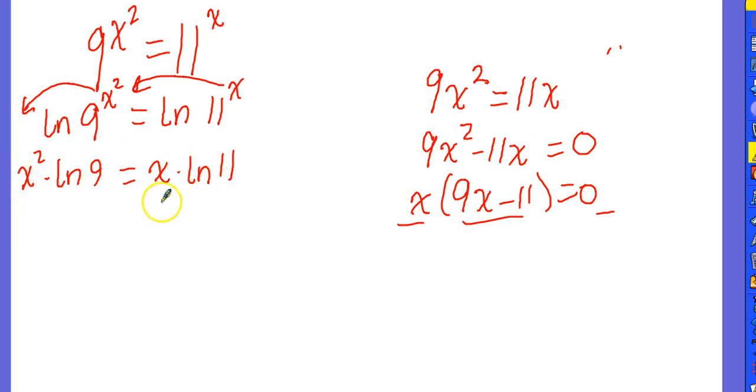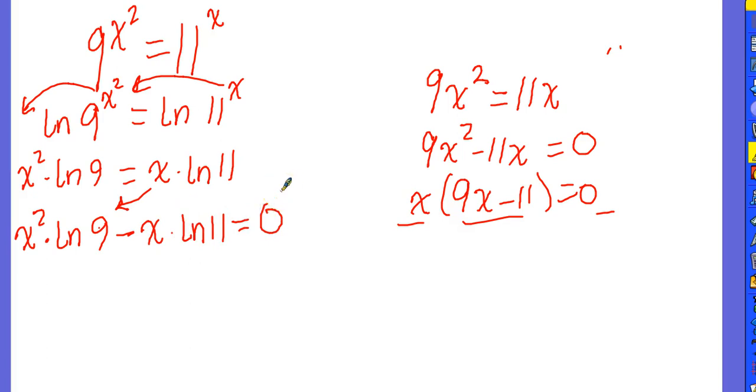We have x's on both sides of the equation. We need to have both of our x's on the same side. So I'm going to go ahead and subtract that. So we're going to say x squared times the natural log of 9 minus x times the natural log of 11 equals 0. It's just our skills for solving a quadratic. And then, just like our plan over here, we're going to factor it out so that we can get our x's to be to the first power. They both have a common factor of x, so that's going to be x times (x natural log of 9 minus natural log of 11) equals 0. Just factoring out as much as I can.